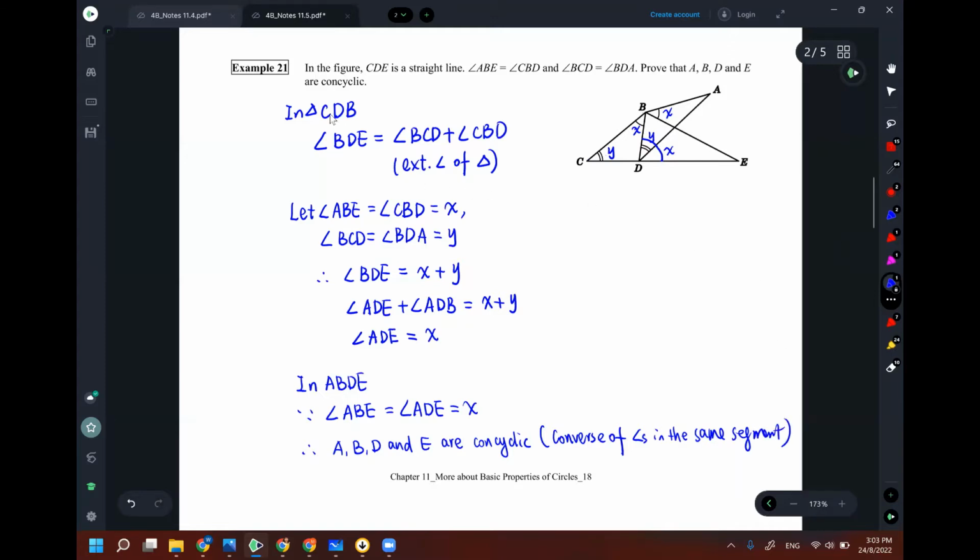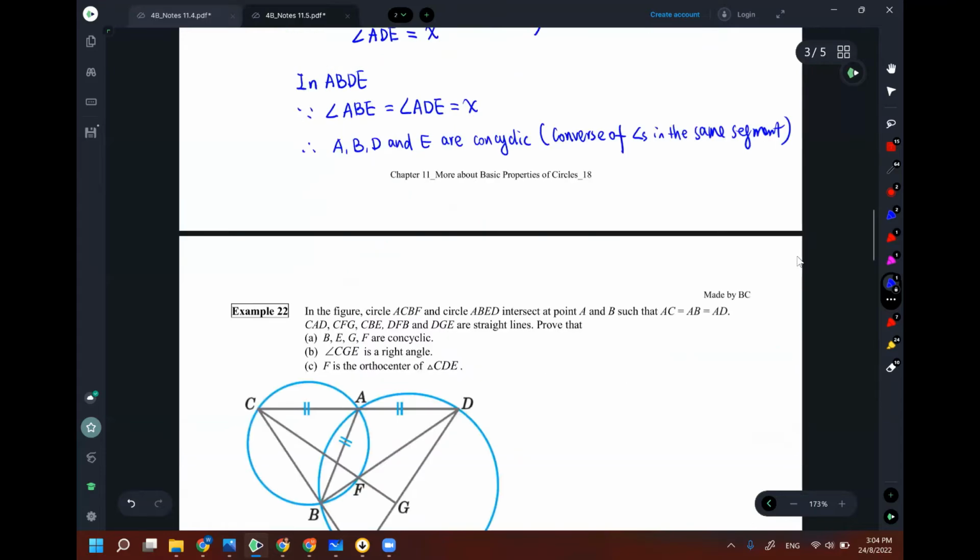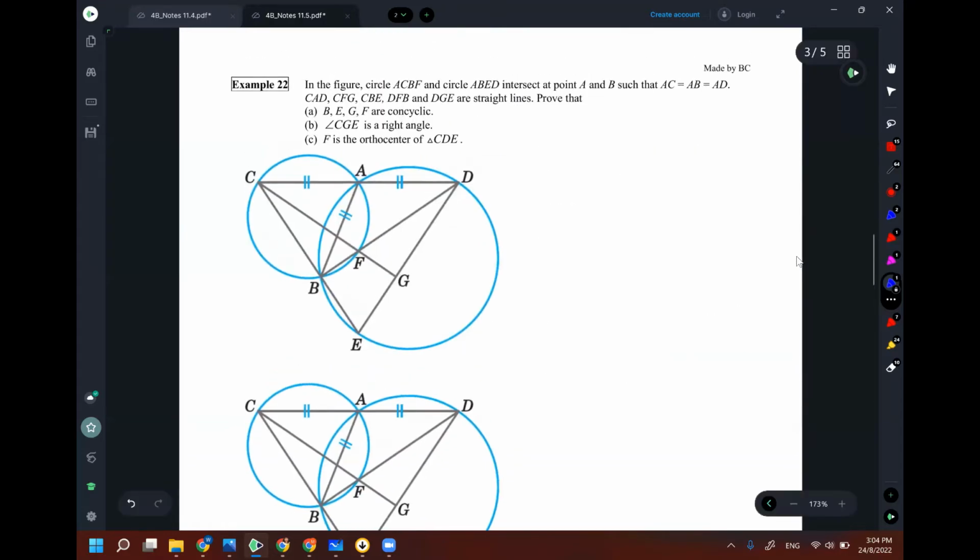Now this example looks longer, but it's actually the same amount. Because we need to find angle. That's considered as one step. And then the next step, that's my final argument. Okay? So that's the second example. Example 22.